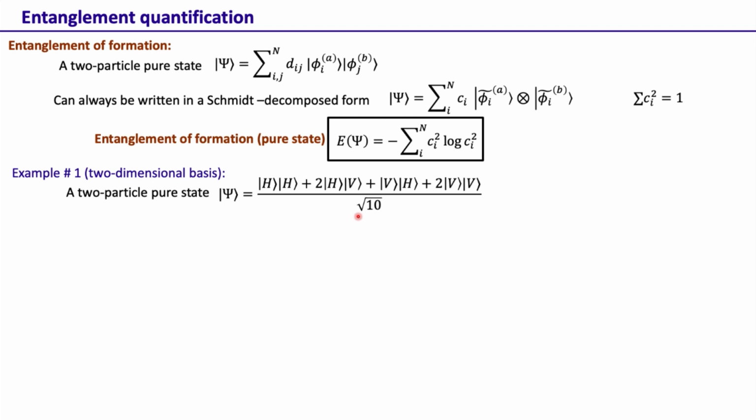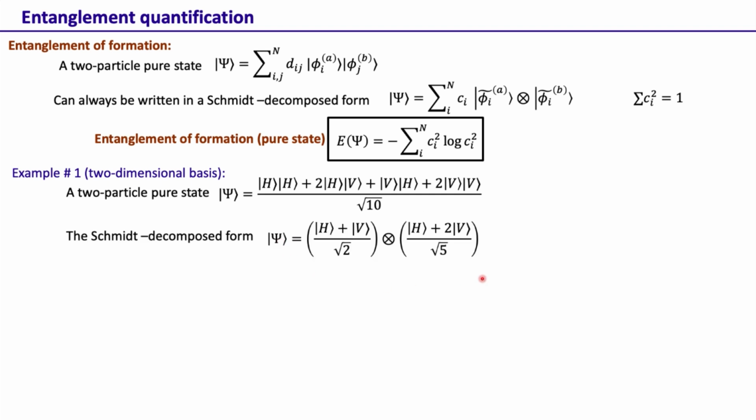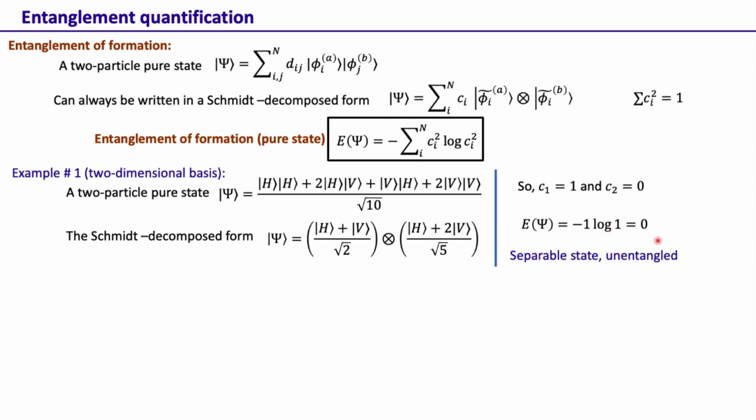Suppose we have a two particle state in the two dimensional space like this: HH, HV, VH, VV. This can actually be written like this, and it can be verified: (H plus V)/root 2 tensor (H plus 2V)/root 5. Now this is just a single term. In this Schmidt decomposed form we have a summation, but here we find that it can be written as a single term. So we have c_1 equal to 1 and c_2 equal to 0. So the entanglement of formation here is minus 1 log 1, which is 0. And this is what we would expect, because this two particle pure state we have been able to write as a product state. So that's a separable state, and hence for a separable state the entanglement is 0. So this is unentangled.